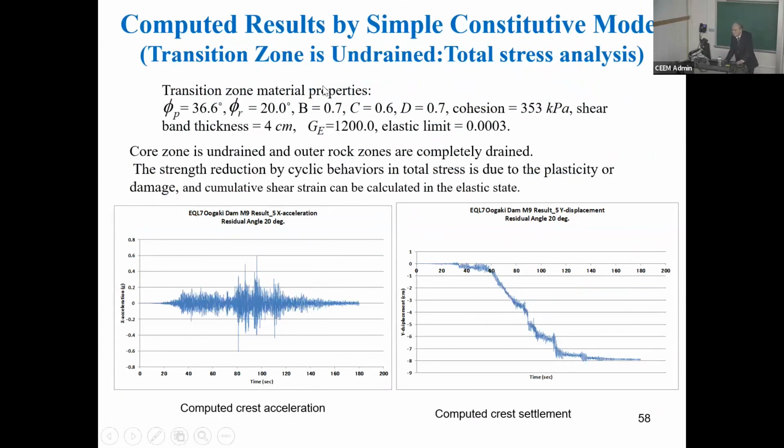So this shows the computed result by the simple constitutive model. The transition zone is undrained, so a so-called total stress analysis is applied. The strength reduction by cyclic behavior in total stress is due to plasticity or damage, and the cumulative shear strain can be calculated from the elastic strain. And this is the calculated displacement at the crest.